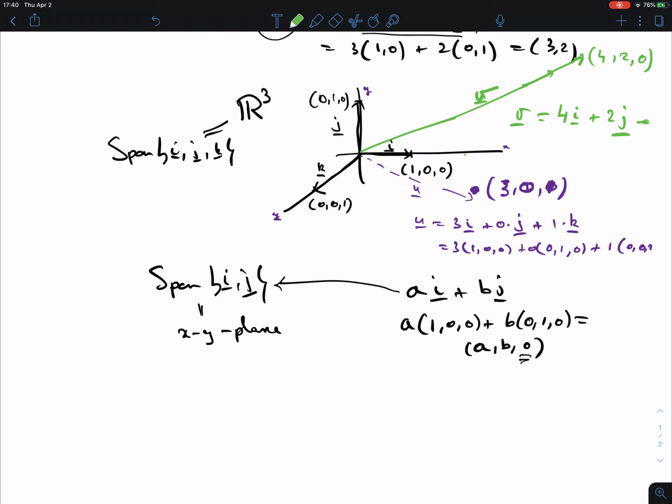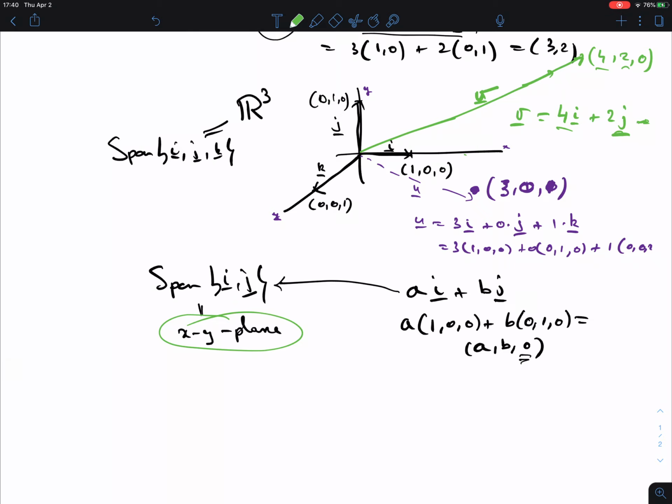So that's why there's a plus 0k, so we don't need that. And so this vector can be written as a linear combination of i and j. In other words, it's in the span, it's in the xy plane. But again, it can only be written in one way. These 4 and 2 are its coordinates. I cannot choose anything else. And so that's what linear independence is about.